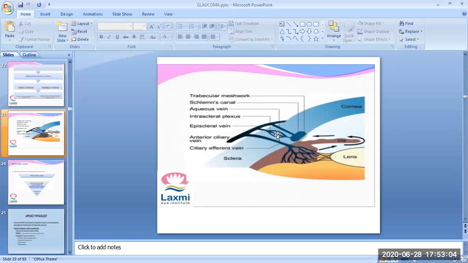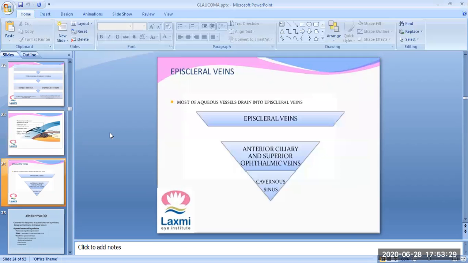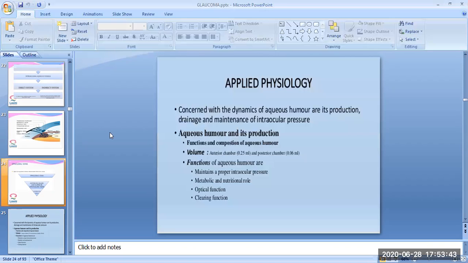And then there are the smaller collector channels. There is an intrascleral plexus before going into the episcleral vein. They both will go into the episcleral vein. In the direct system, it will go through the aqueous vein. In the indirect system, it will go through the intrascleral plexus. This is the episcleral vein. Most of the aqueous drains into the episcleral veins, which again drain into the anterior ciliary and superior ophthalmic veins, which in turn drain into the cavernous sinus.